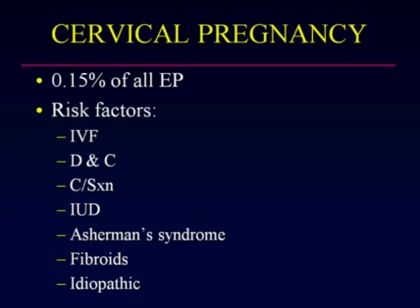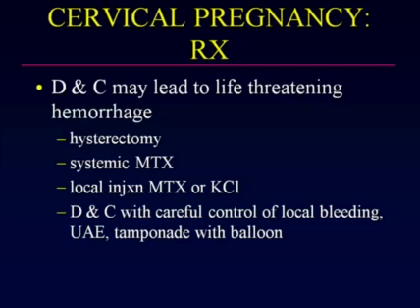Cervical pregnancies are also important to identify because they too have an increased risk of bleeding. These are an uncommon location of ectopic pregnancies. Risk factors include in vitro fertilization, prior D&C or C-section, presence of an IUD, Asherman syndrome or endometrial adhesions, as well as fibroids, but occasionally no predisposing factor can be described. And the problem with the cervical pregnancy is that if you think the patient is miscarrying and you do a D&C, the patient may end up with life-threatening hemorrhage.